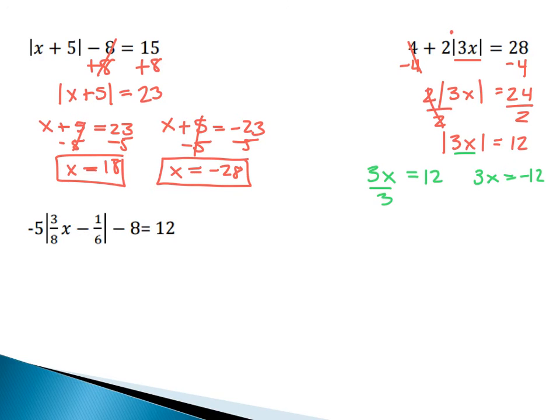So I'm going to divide each of these. I can do these at once since I'm doing the same thing. Divide each of these by 3, and I'm going to get x equals 4, or x equals negative 4. Okay, so that means I'm going to get my two answers again right here. Very good.